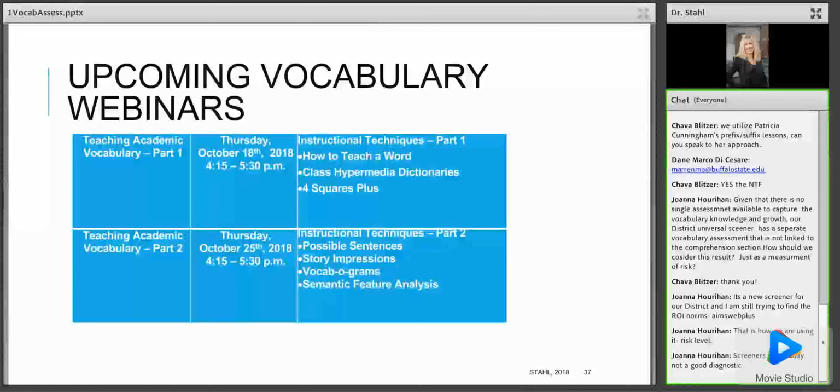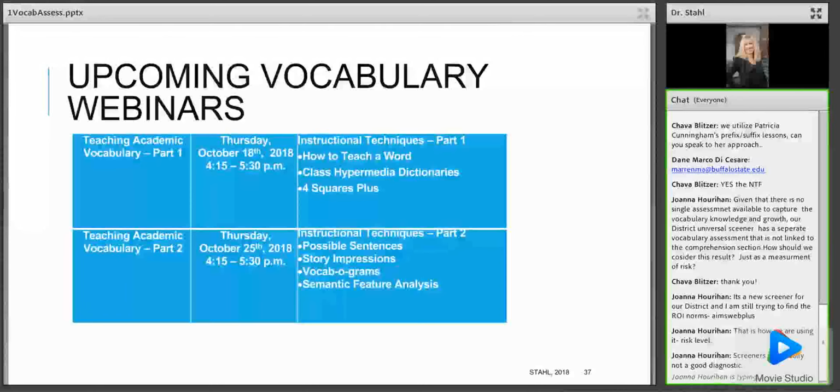But I guess I get confused. You're using it to identify risk level. Well, risk level at what? The only thing I could say is, well, then that child did not know the way those words were used and asked in that particular instance.